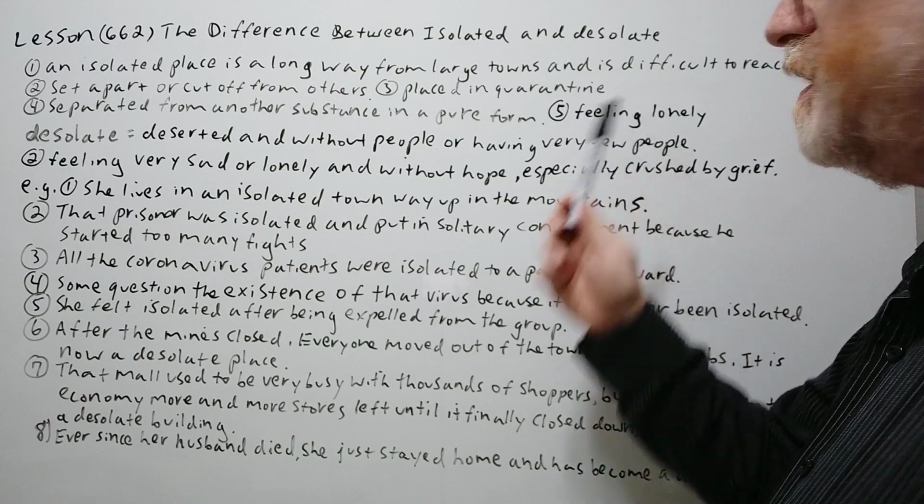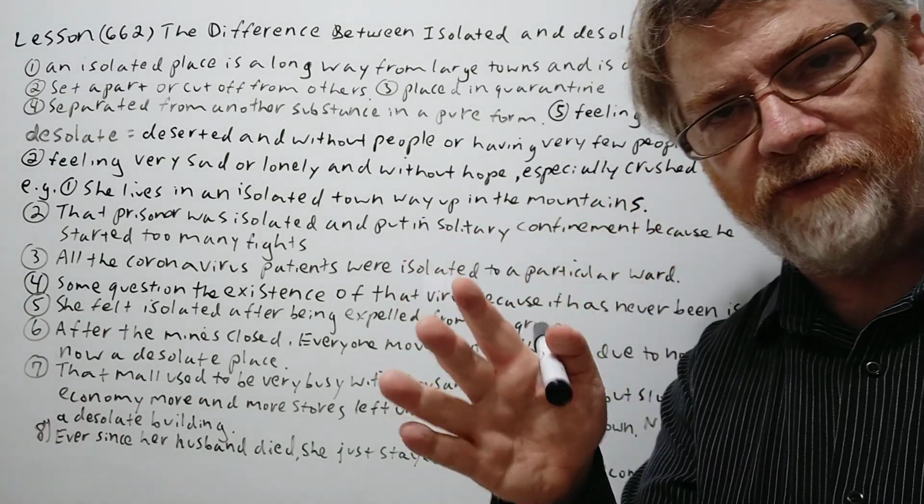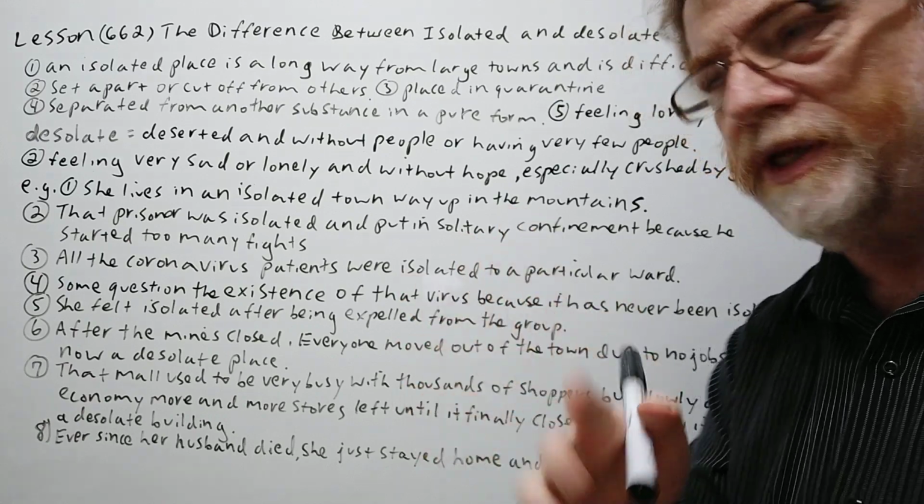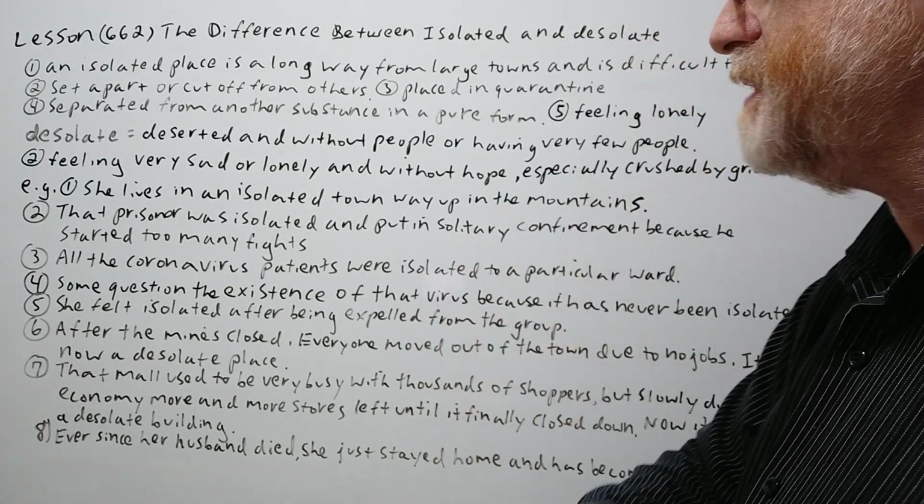Number 5, feeling lonely. This is an area where there could be a slight amount of crossover because they both have something to do with lonely. This is more of a general one. Let's look at desolate next.